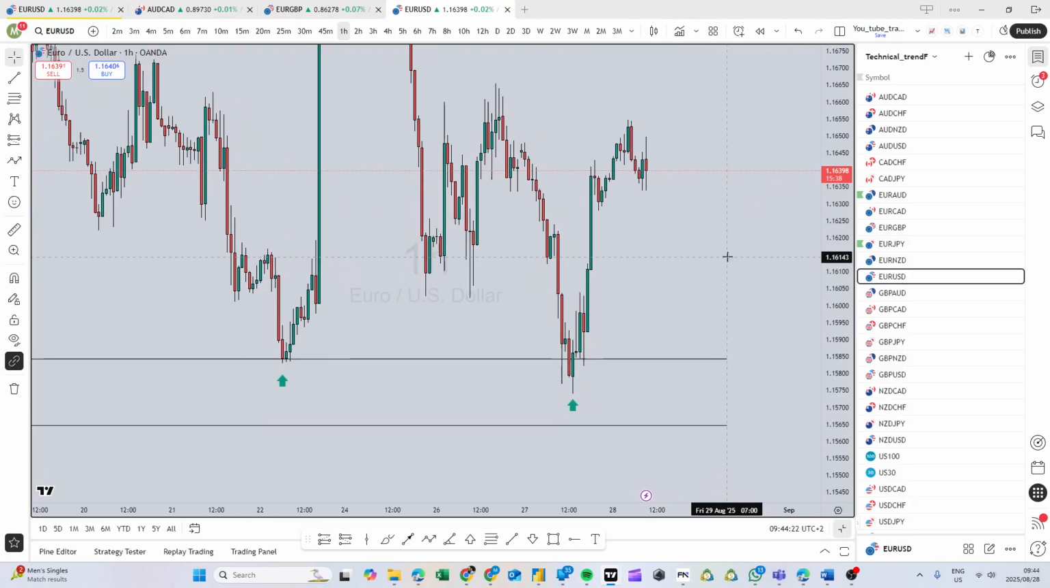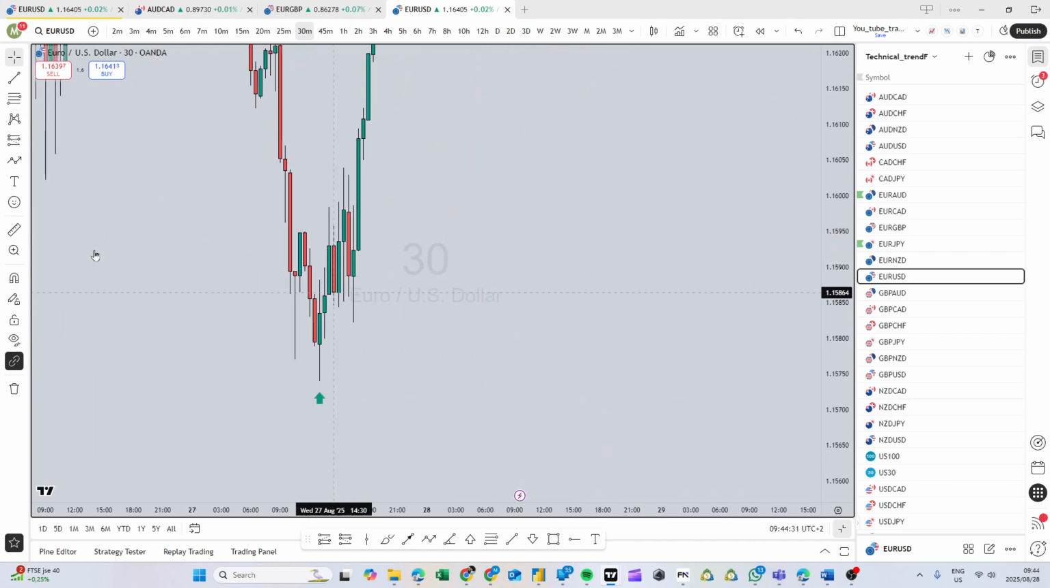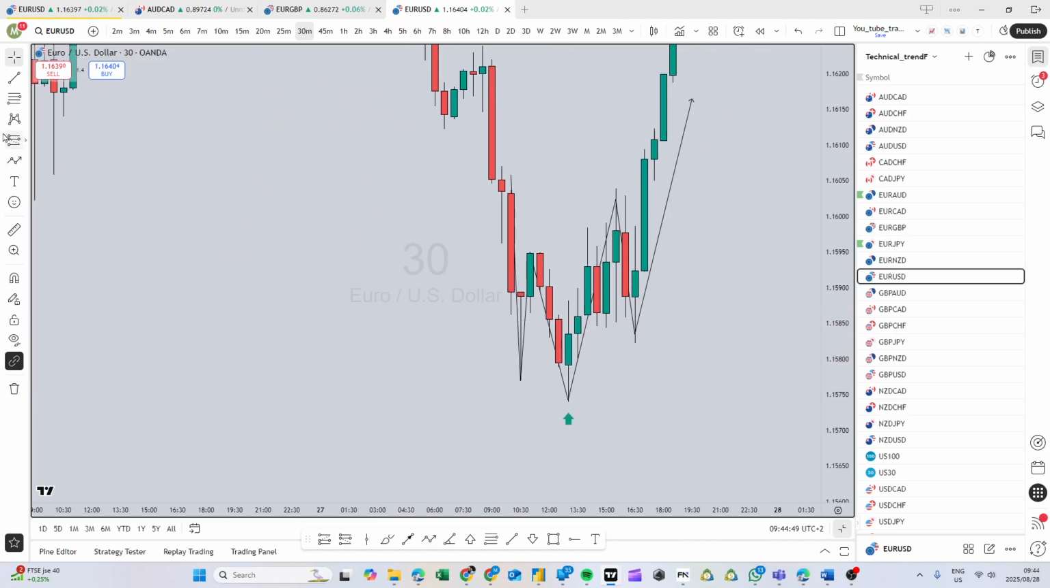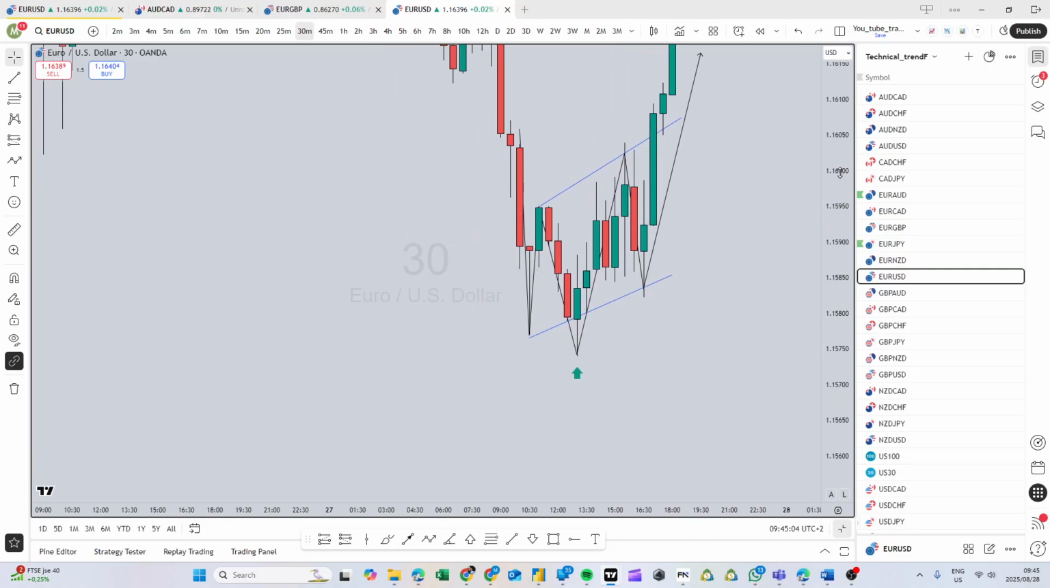From this point I went down onto the 30 minutes just to look for execution, and on the 30 minutes I think it's pretty much clear. You can say head and shoulders or double bottom, or whatever suits you, but I choose to say this was a head and shoulders on the 30 minutes. So this being my shoulders, and this being my neckline right here.